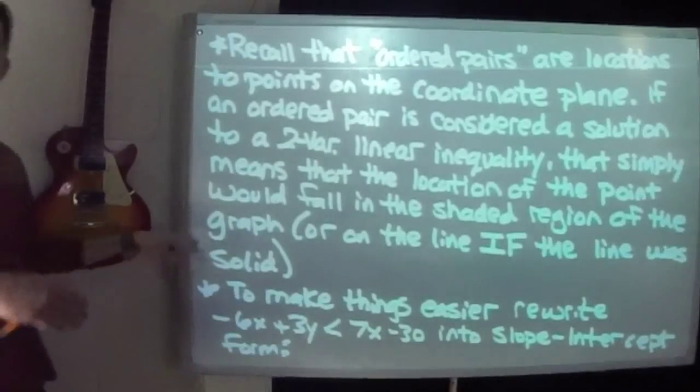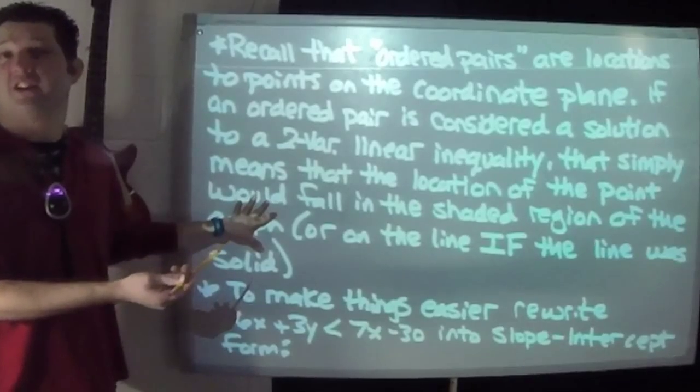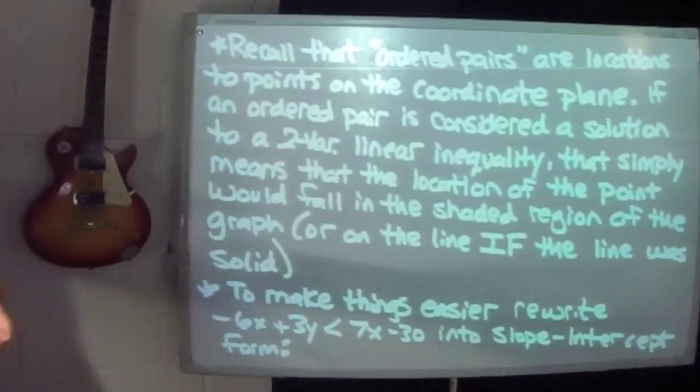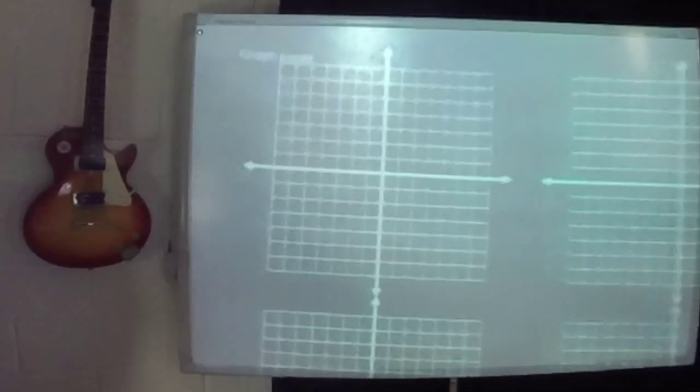The other thing it could mean is if you had a solid line, that means the point could fall on the solid line. So, in the shaded region or on the solid line. If you have a dotted line, though, you can't fall on the dotted line. So here's kind of what I mean. So we have a graph here.